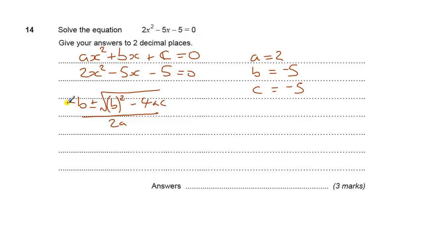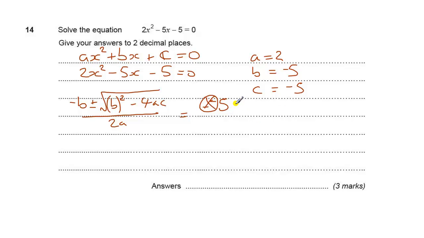And the other thing that causes a little problem is the minus b. When b is a negative number, you've got minus minus 5. And minus minus 5 is just 5. So that should be plus 5 or just 5 on its own. So we can ignore that bit there.